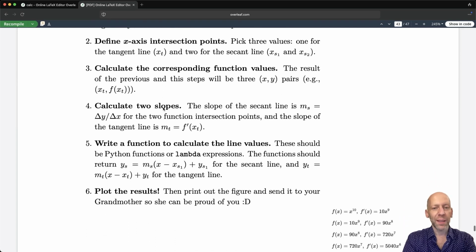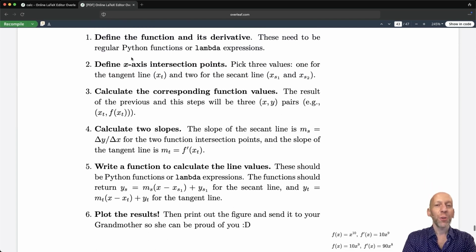So now let me tell you about that algorithm. The algorithm has 6 steps. First, you want to define the function and its derivative, and you can do these using regular Python functions, so with the def keyword, or as lambda expressions. And then you need to define the x-axis intersection points, so you can pick 1 point for the tangent line because the tangent line intersects the function at 1 point, and 2 points for the secant line because the secant line intersects the function at 2 points. Here I refer to these as x sub t for the tangent line, and x sub s1 and x sub s2.